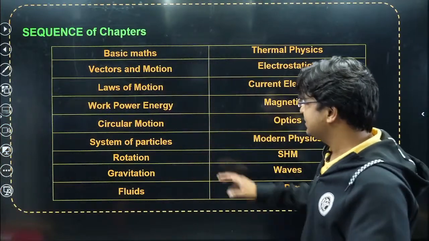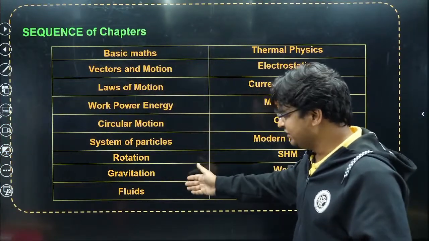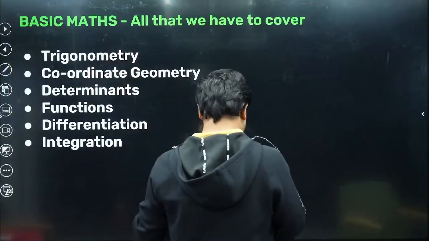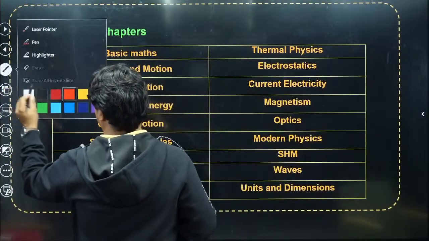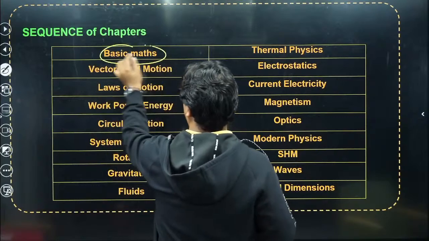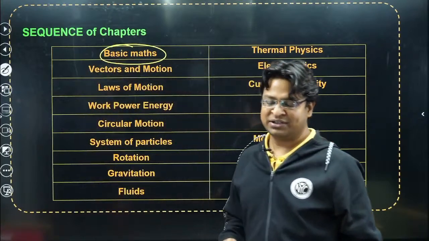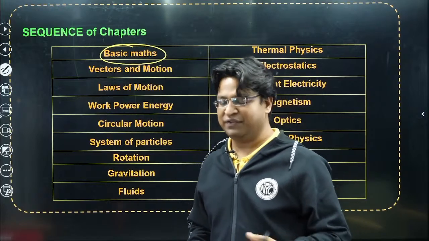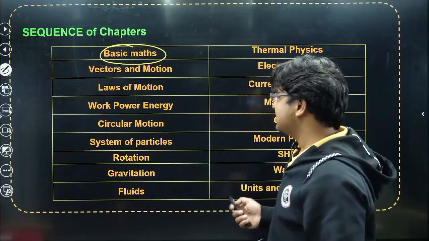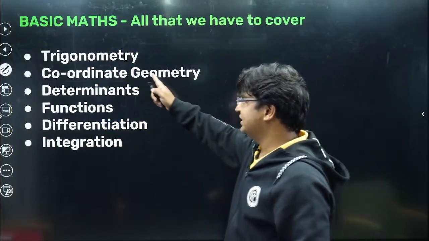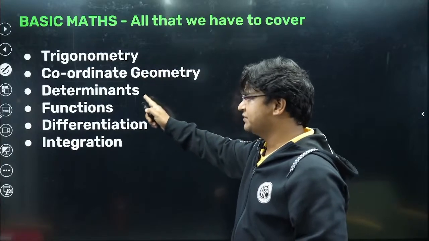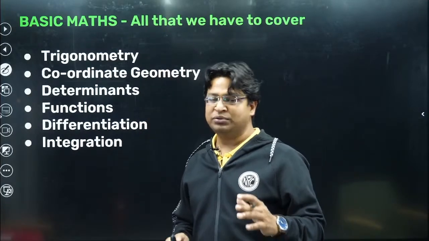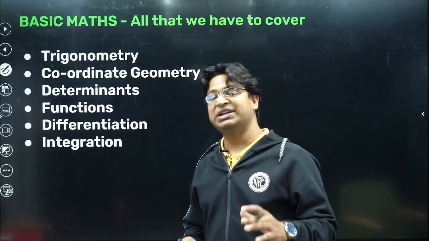So in this series, these are the chapters that we will be covering one by one, and right now this chapter is going on. One lecture has already happened for this chapter and this is the second lecture. We are currently doing basic mathematics, and it is one of the foundational things that we need to study physics in detail. In basic maths we are going to cover trigonometry, coordinate geometry, determinants, functions, differentiation, integration, and we are going to study them only to that extent which is needed in physics.